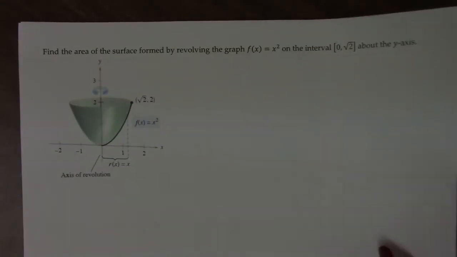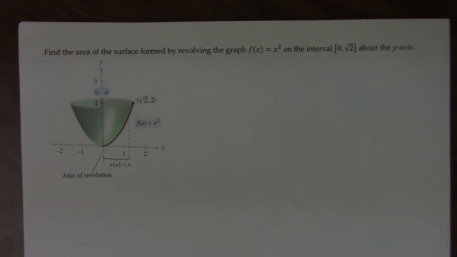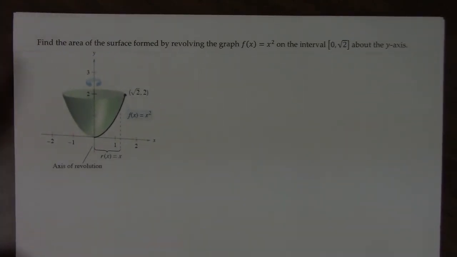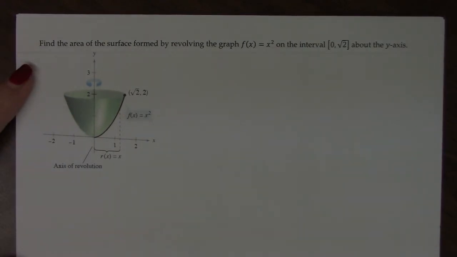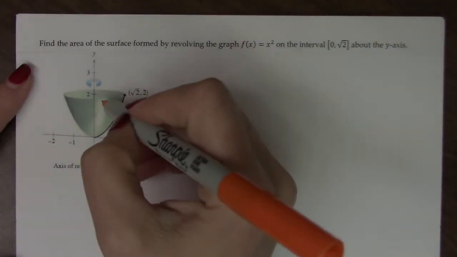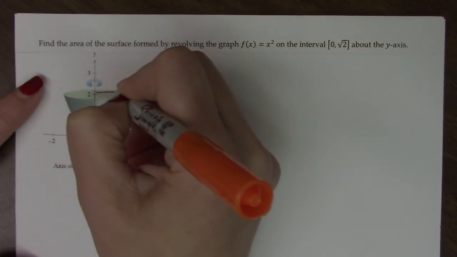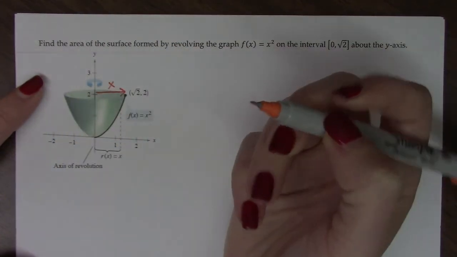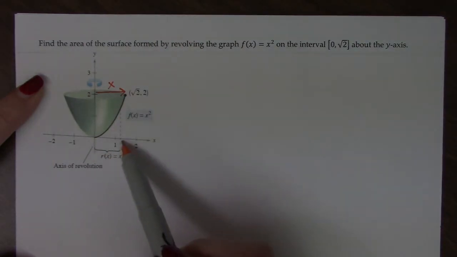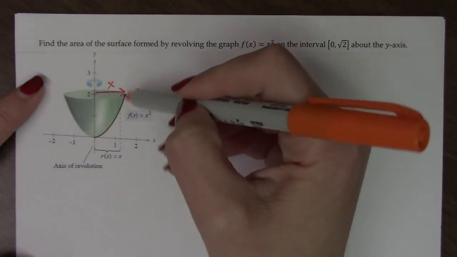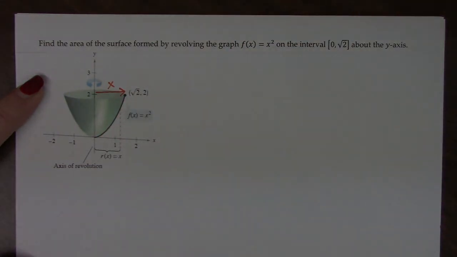All right. So let's look at an example of one where we rotate around the y-axis. When we rotate around the y-axis, we might think we have to work in variable y, but we can actually work in variable x. The r here is x. So if you look from this out, we've got a length of x, and then the line itself is x squared. And we were given the bounds, the lines going from 0, 0 to square root of 2, 2.